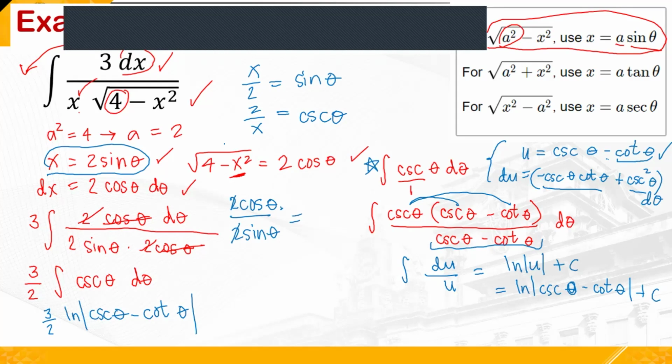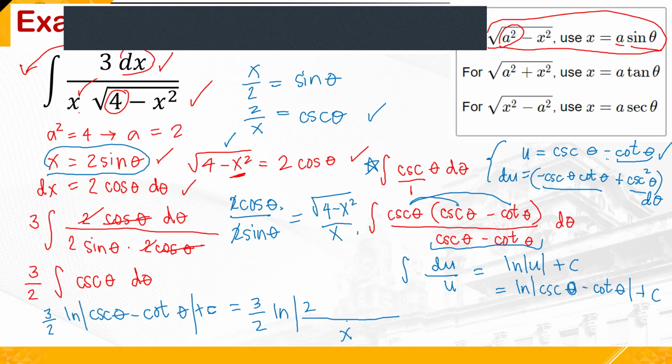Ano ba yung cosine theta? Diba it's this radical. Tapos, yung atin namang sine theta, yung 2 sine theta is equal to x. Okay? So, si cosecant, tsaka si cotangent, parehong may denominator na x. So, diba, plus ito, sorry. So, that's 3/2 ln of, ayan, that's 2, kasi pareho namang over x si cosecant, tsaka si cotangent.